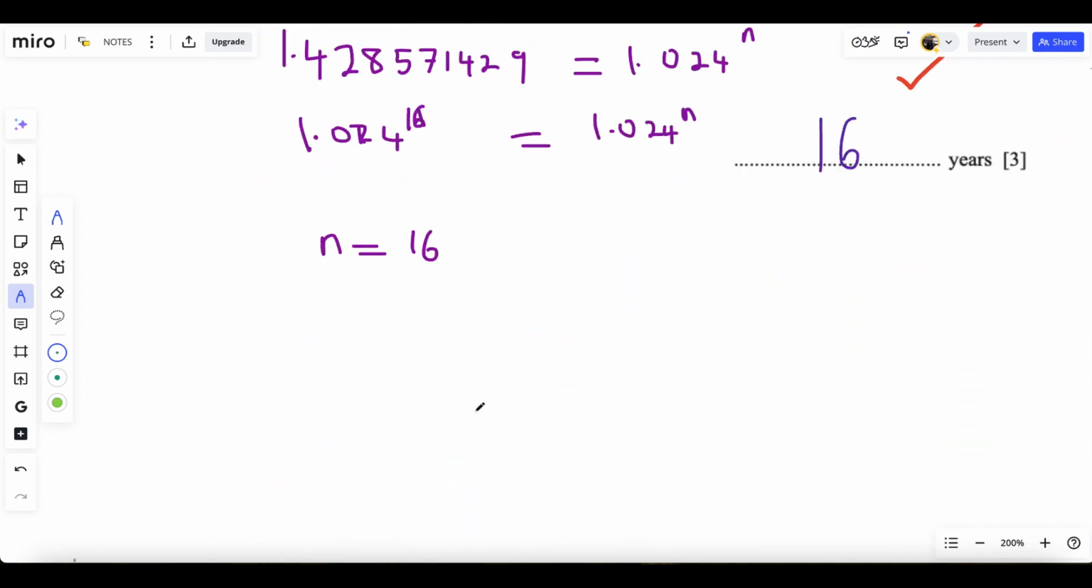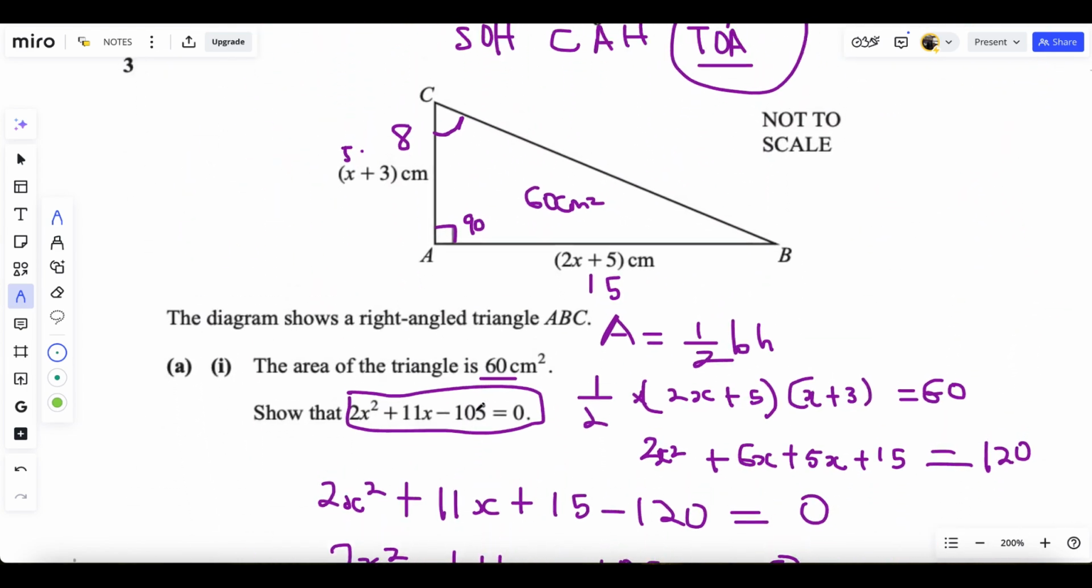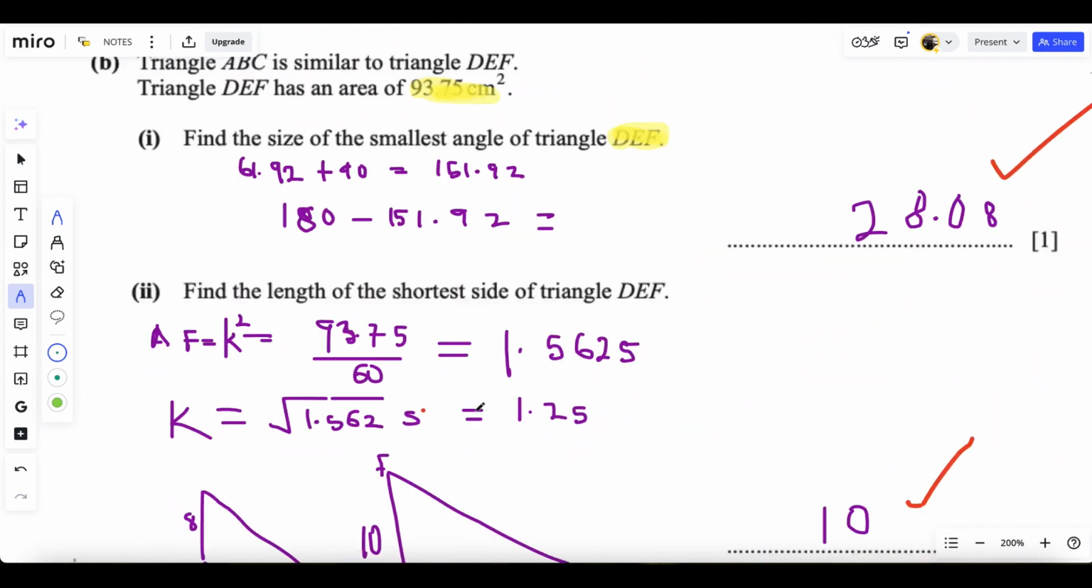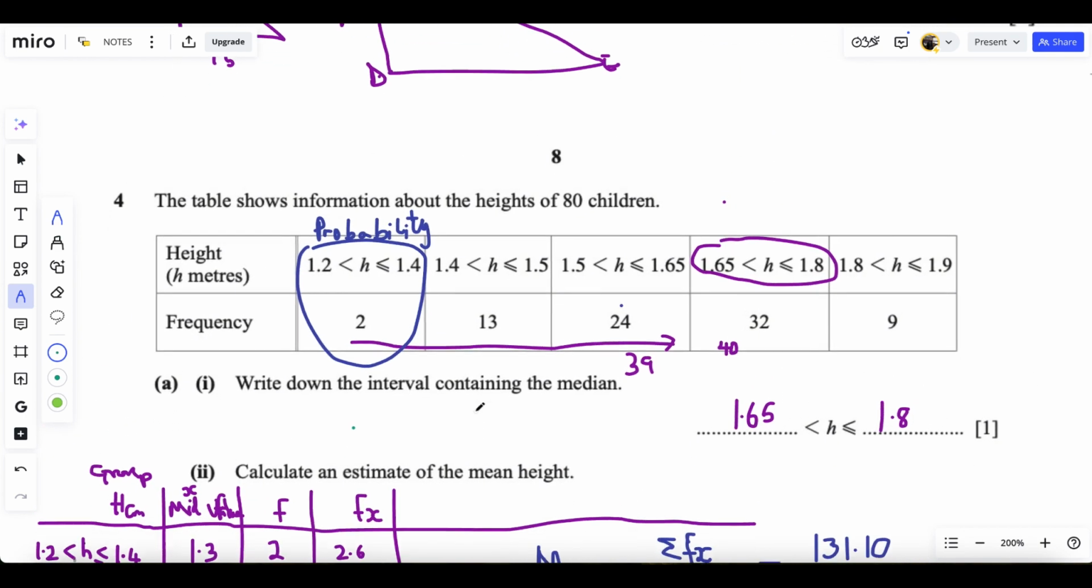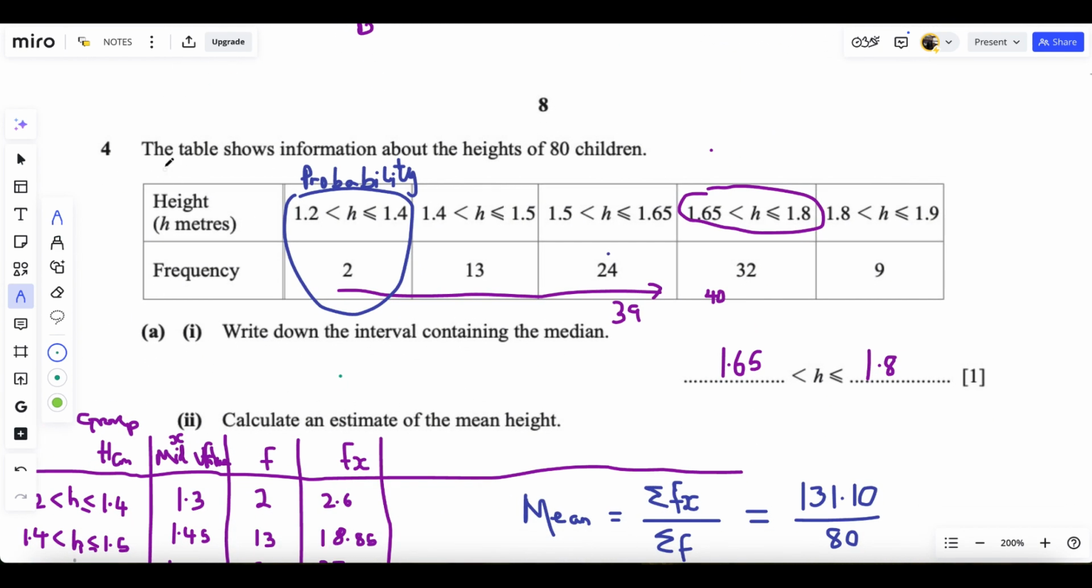Part 2 of the question, we're starting from here, in part 2 of question number 4. Look at the question. It says the table shows information about the height of 80 children. These are the heights.